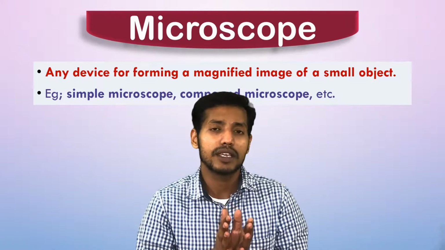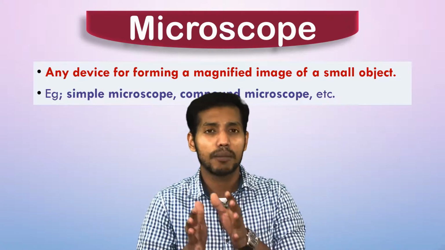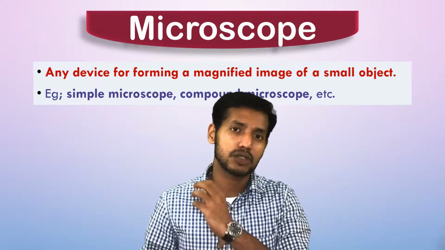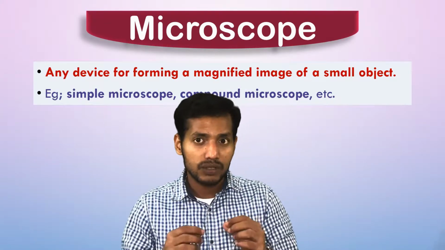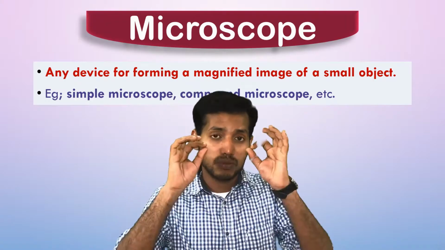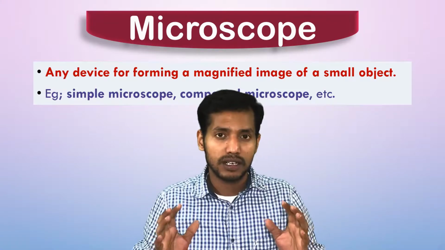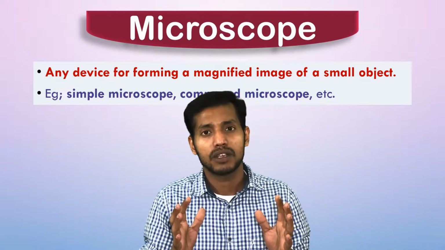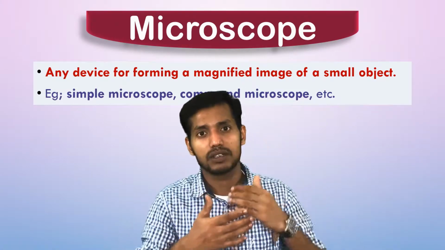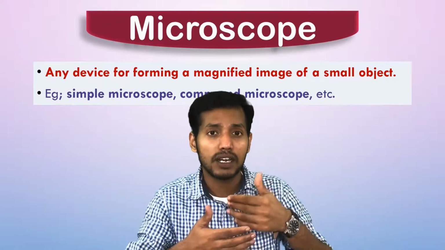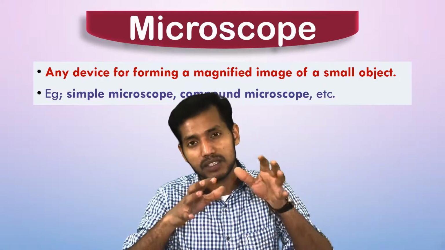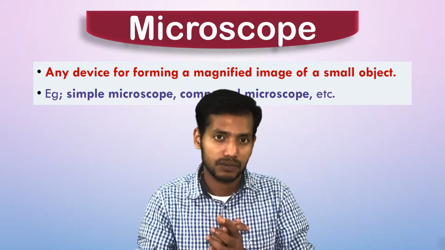A microscope is a device to form a magnified image of a small object. So as we know that cells are microscopic, to magnify the image of a cell, we need a microscope. There are different types of microscopes based on different working principles. Mainly we are using optical microscopes, which work based on the principle of light.